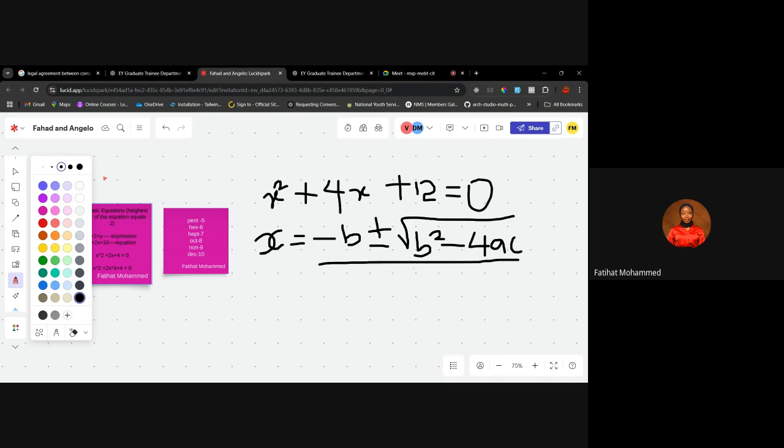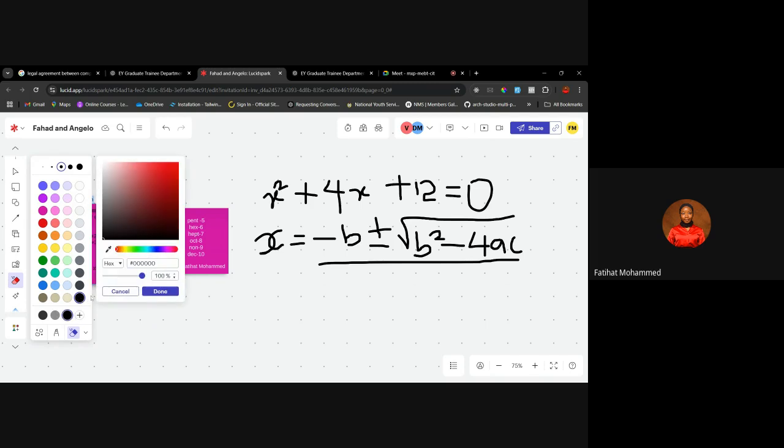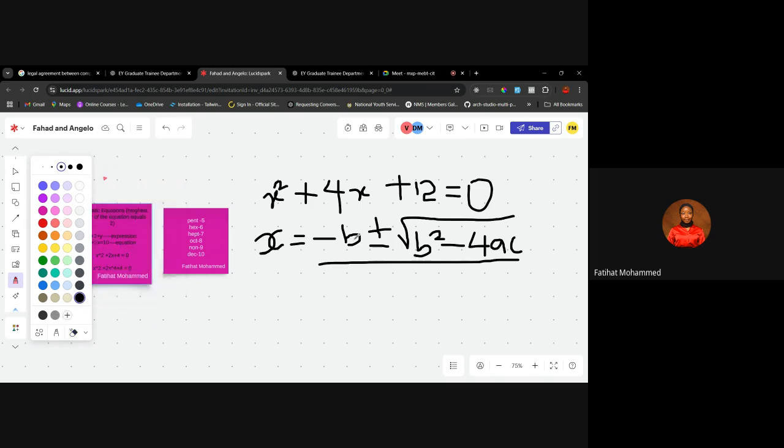The formula is x equals, so now your variable is x here. If they change the variable to y, that means your unknown will be what now? Y. Thank you. So as I was saying, x equals minus b plus or minus the square root of b squared minus 4ac, all over 2a. So this is the formula for a quadratic equation.